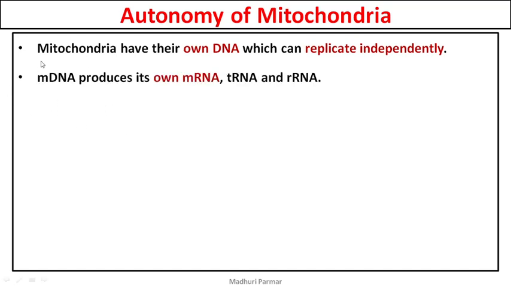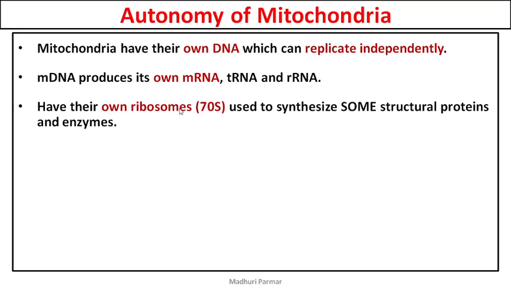Then this mDNA, which means mitochondrial DNA, produces its own mRNA, tRNA and rRNA. Okay, messenger RNA, transfer RNA, ribosomal RNA. They have their own ribosomes, which are of 70S type. So this rRNA will be present in these 70S ribosomes. Then they will read the mRNA, which is also called transcript, and with help of tRNA they will bring the different amino acids according to the mRNA and start producing new proteins.